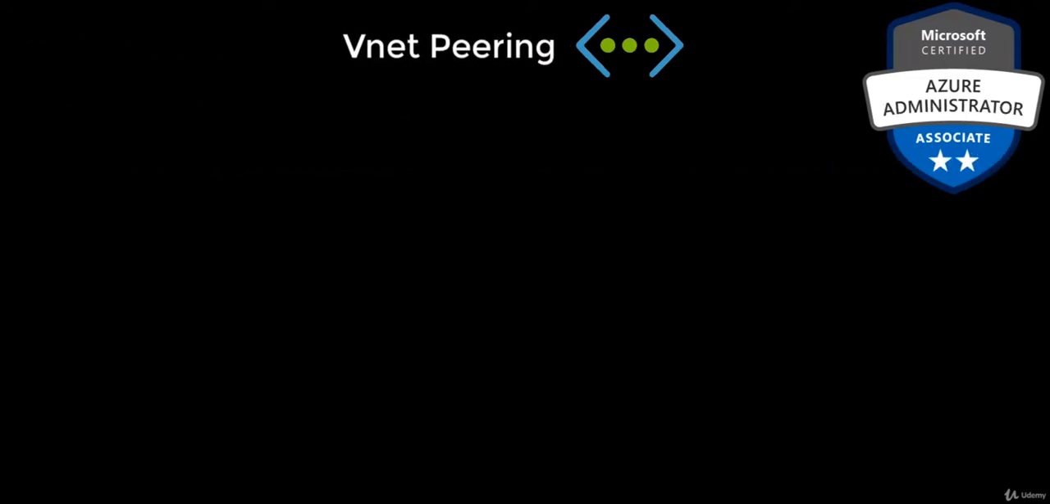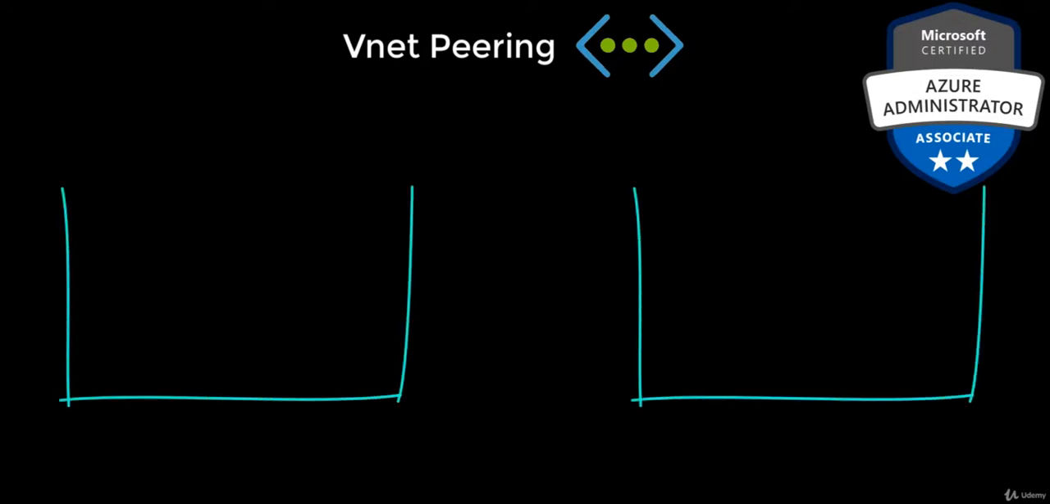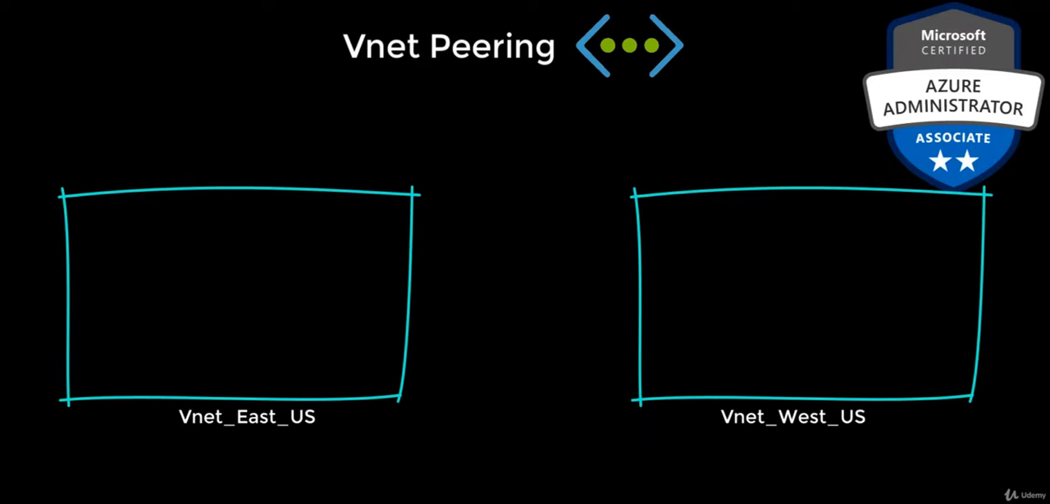A Vnet peering is the simplest and quickest way to establish a connection between your Vnets. Virtual network peering enables you to seamlessly connect two Azure virtual networks. Once the peering is complete, the virtual networks will appear as one for connectivity purposes.